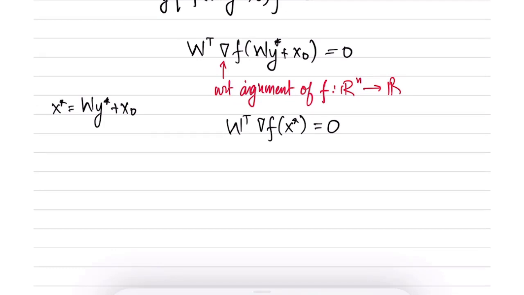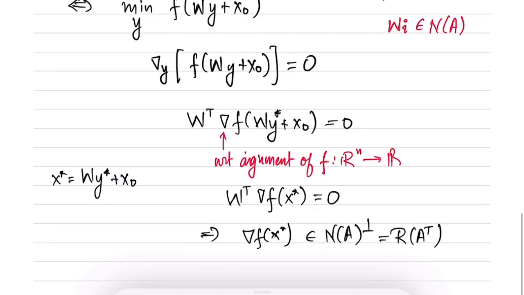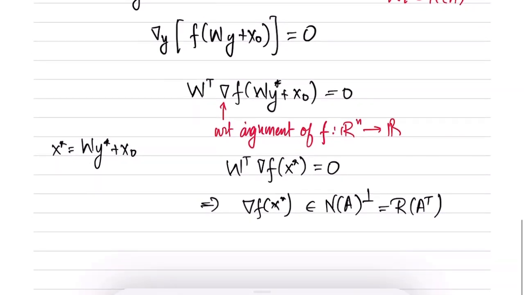That gradient f of x star is orthogonal to the rows of W transpose, or in other words the columns of W, which was the null space of A. So this is exactly saying the same thing, that gradient f of x star belongs to the orthogonal complement of the null space of A, which is the range space of A transpose, right? So in this way also we can derive exactly the same thing. So this is an example of an optimality condition.